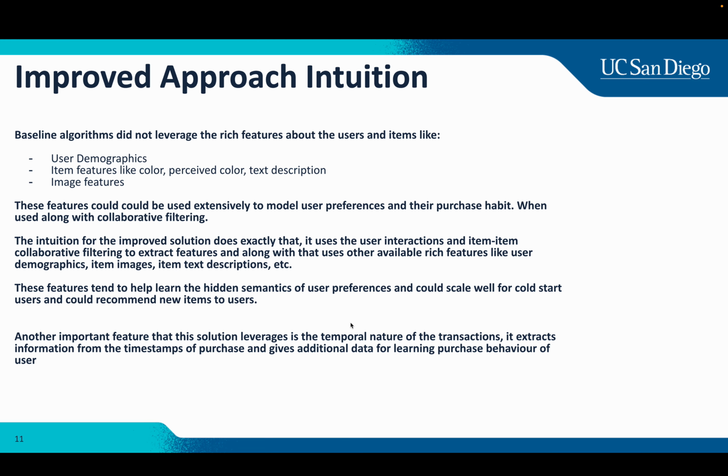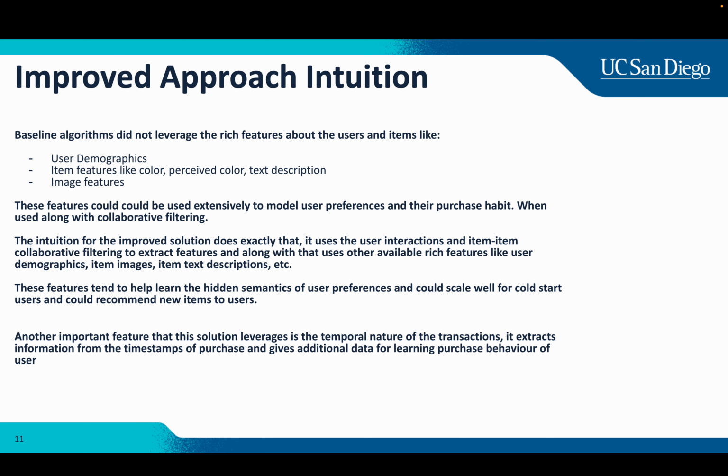So moving on to the intuition for the improved algorithm. The baseline algorithms do not leverage the rich features about the users and items like the demographics, item features, colors, perceived color, etc., and the image features. These features could be used extensively to model user preferences better and understand their purchase habits. So the intuition for improving the solution does exactly something similar.